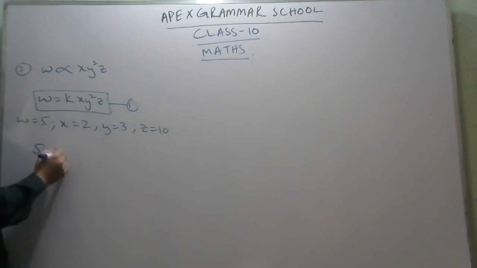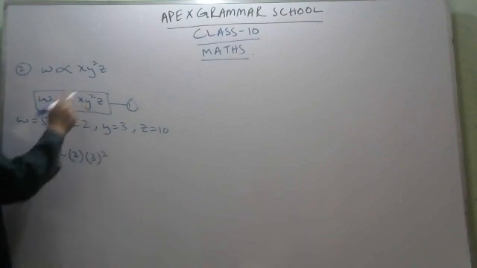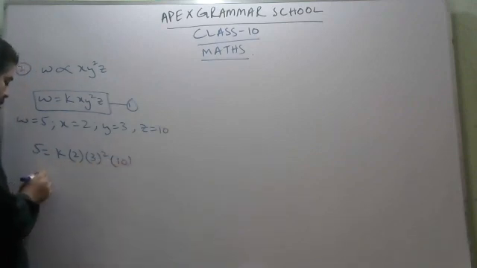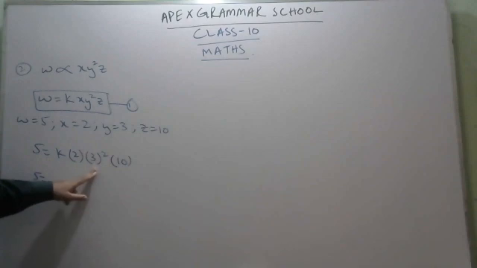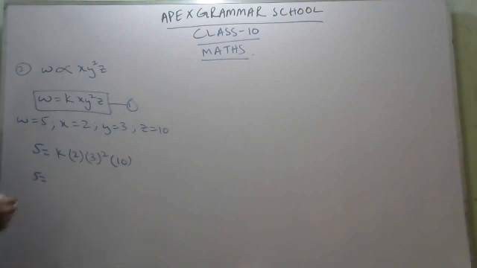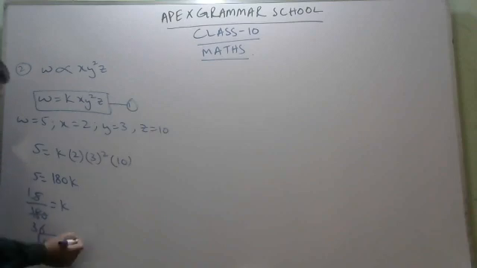5 is equal to k multiplied by 2 multiplied by 3 square because of y square, and z is equal to 10. 3 square means 9. 9 times 2 is 18, and 18 times 10 is 180. So 180 k. This 180 will divide here, so you will divide them. 5 ones are 5, 5 thirty-sixes are 180. So the value of k is 1 over 36 for this joint variation.